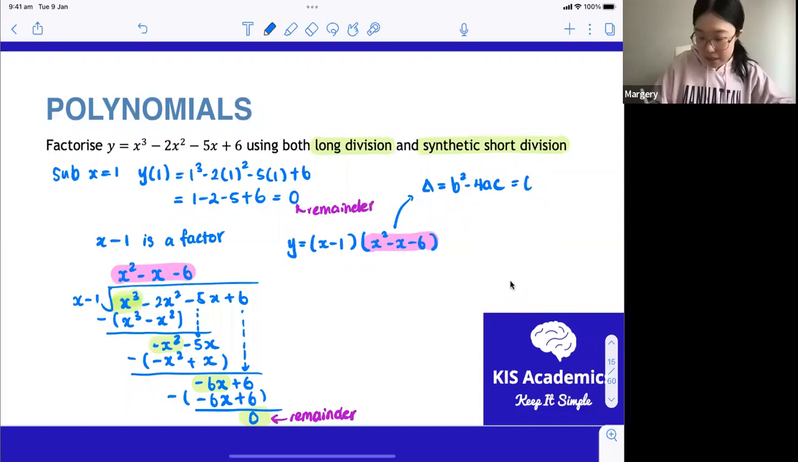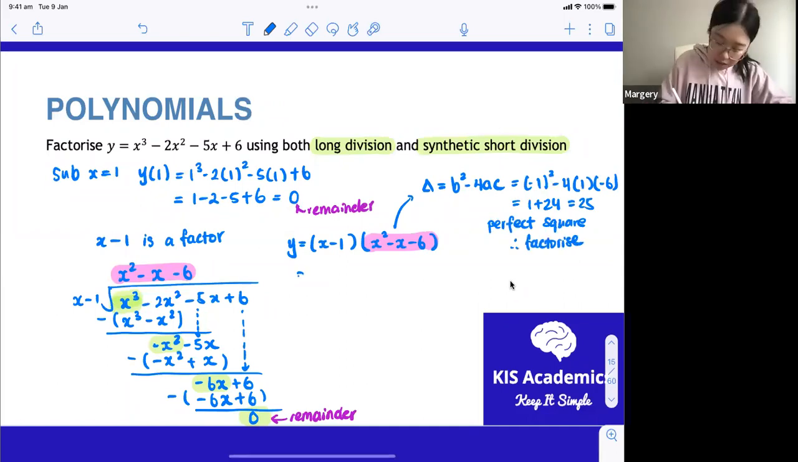So b squared is minus 1 squared minus 4 times a, which is 1, c, which is minus 6. I get 1 plus 24, which is equal to 25. And so 25 is a perfect square because 5 squared gives me 25. And so because it's a perfect square, I know that therefore I can factorize this further.